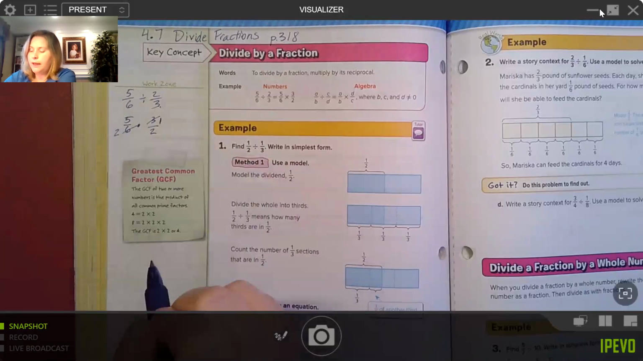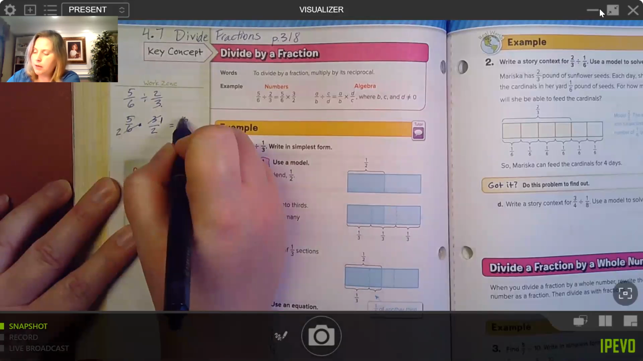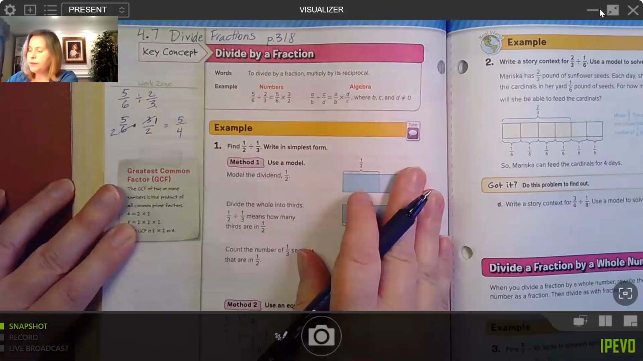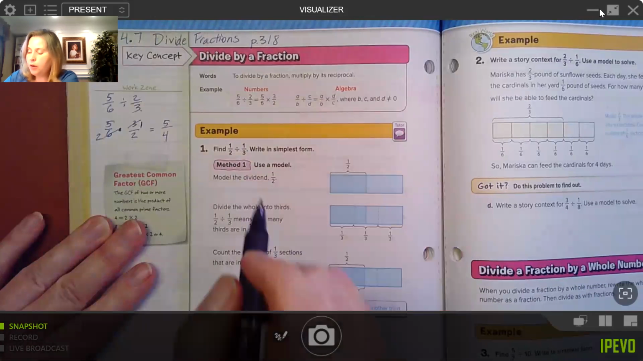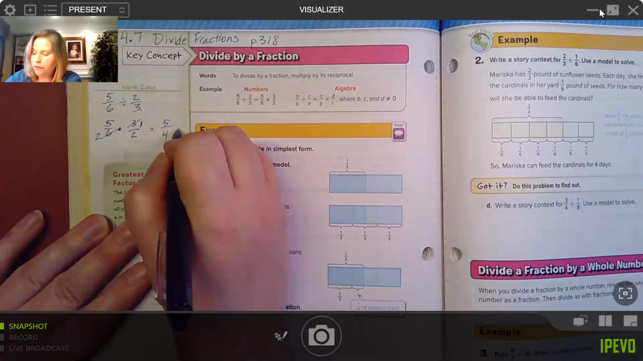And then we can multiply. Numerator times numerator is 5. Denominator times denominator is 4. So we end up with 5/4. Okay. And then we can change that to a mixed number. That will be 1 and 1/4.